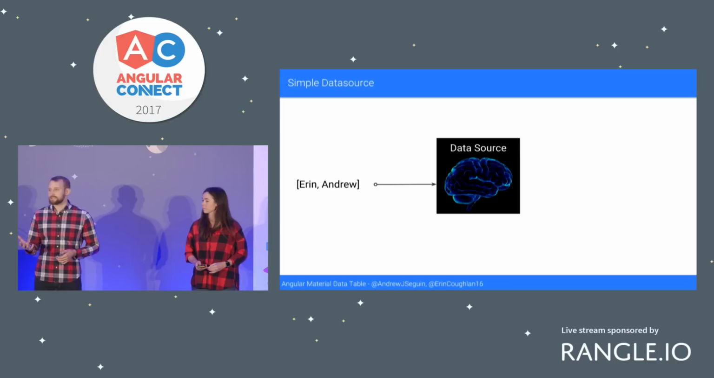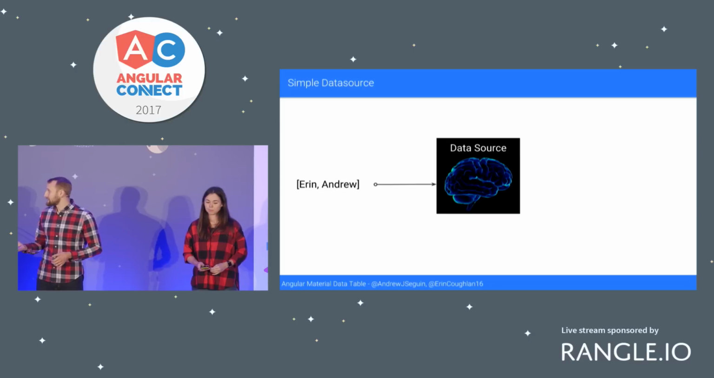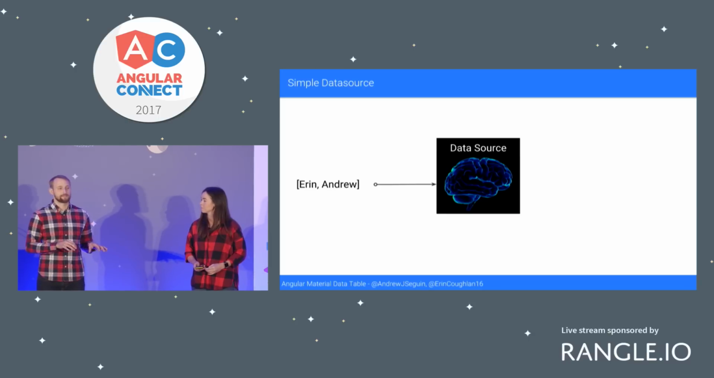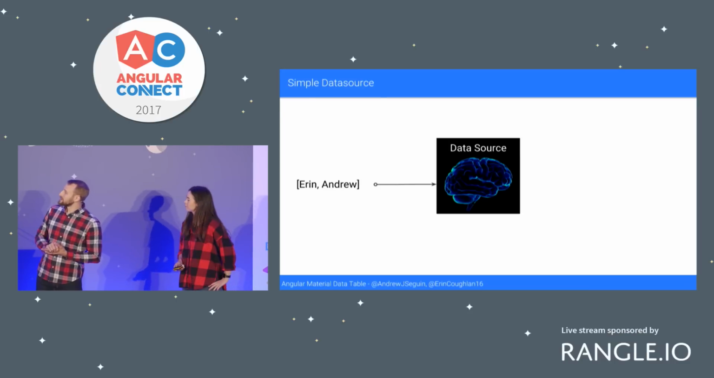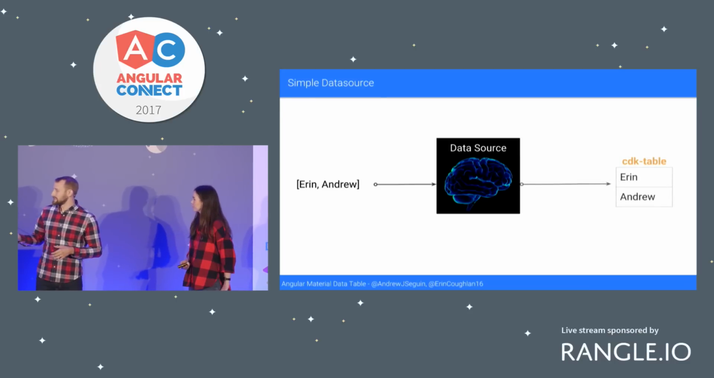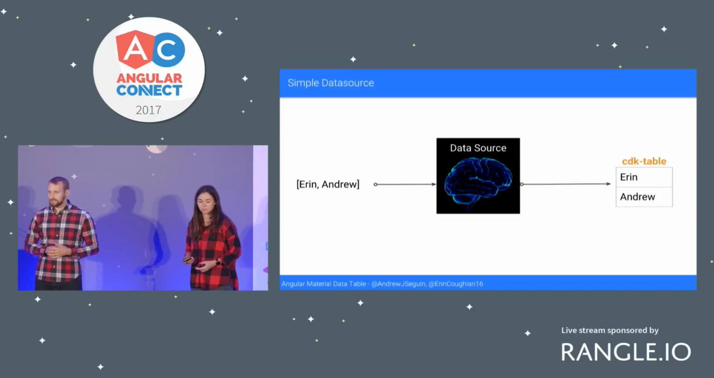Think of your data source as the modular piece where you're going to put all the logic about what rows you want to display to the user, and the benefit being that you can use that data source anywhere else. So say we have a couple names here, Aaron and Andrew. We give it to the data source, and it's going to say, all right, I'll tell the table, render out Aaron and Andrew. Great, simple.